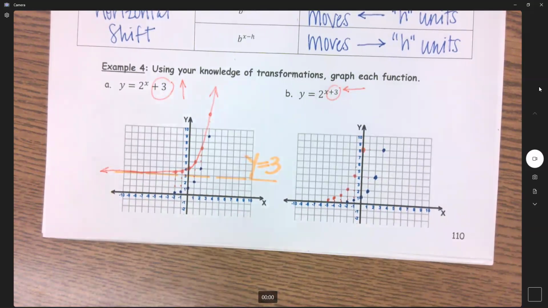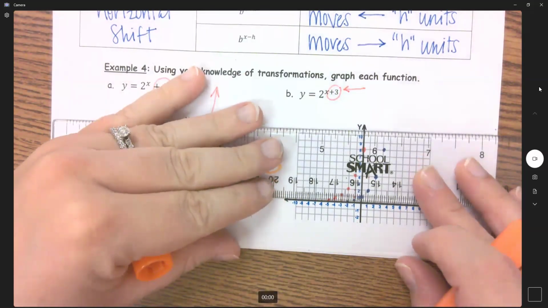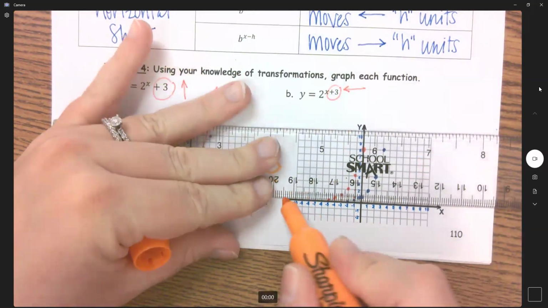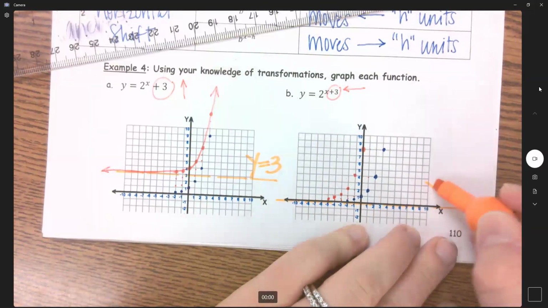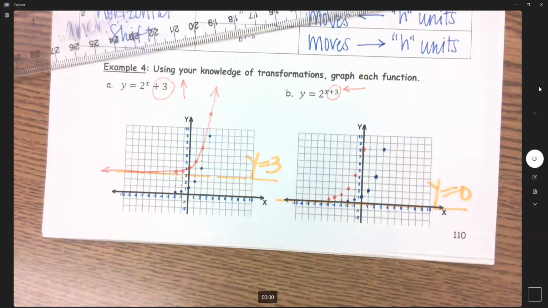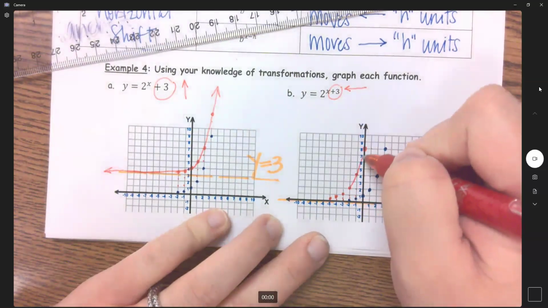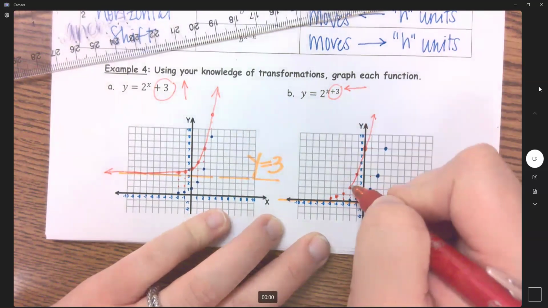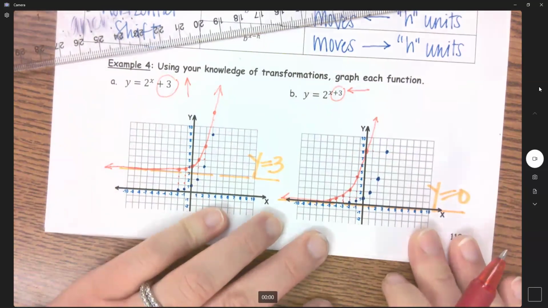Because I'm not moving this graph up or down, that means my horizontal asymptote is not changing. So it is still right here at y equals 0. So when we connect these points, we are again not going over that x-axis.